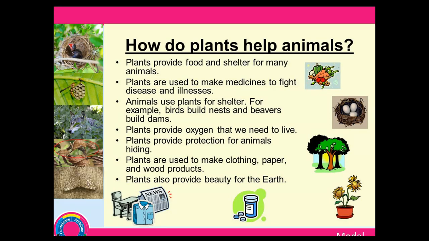Again, this is a moth on a tree bark. If you look at it carefully, it's a moth. And finally, we have a tiger hiding in the bushes, the savanna grassland. So these are some of the things animals use plants for, or how plants help animals.